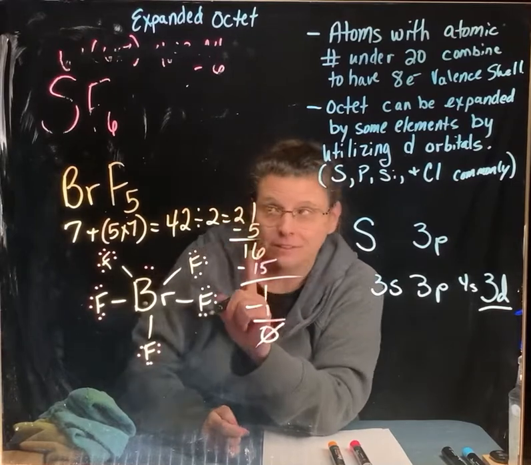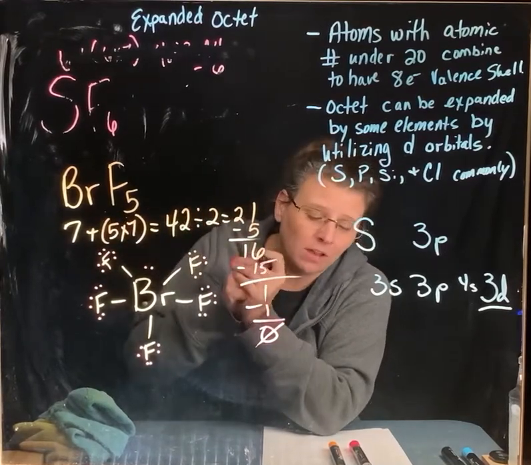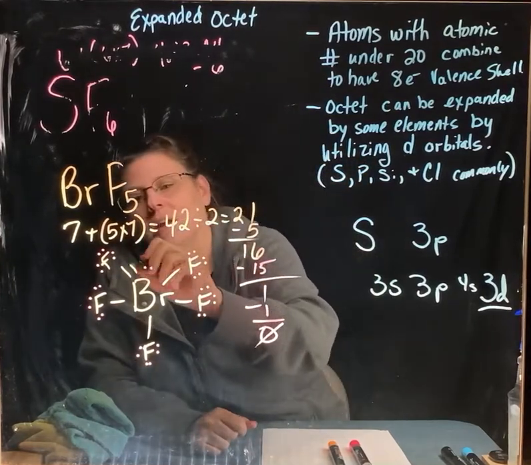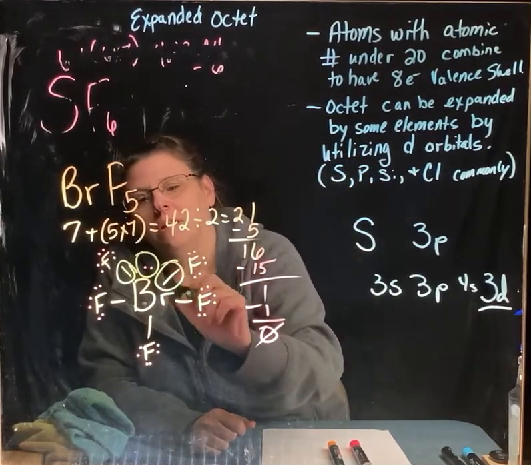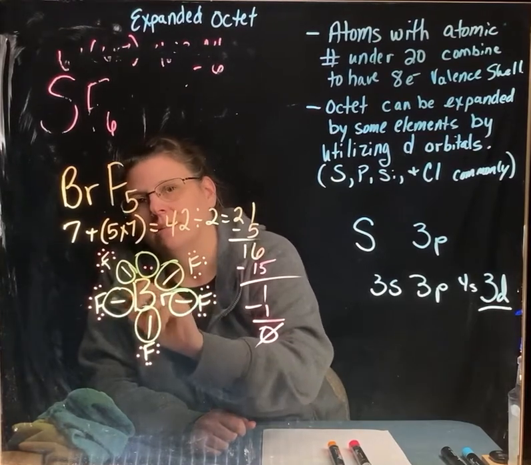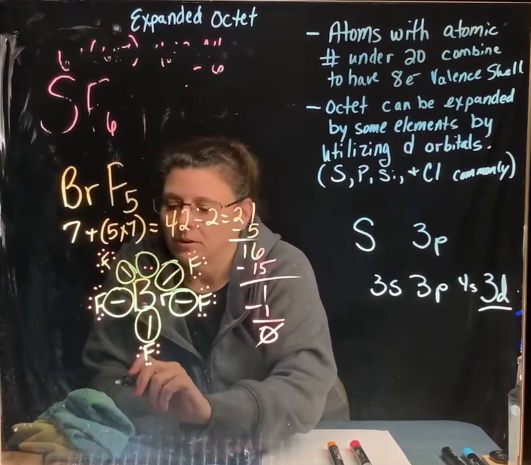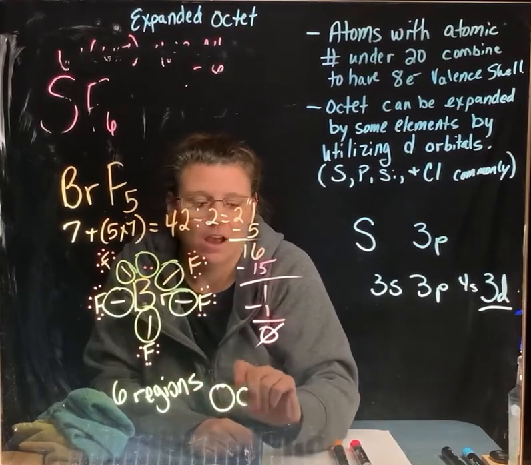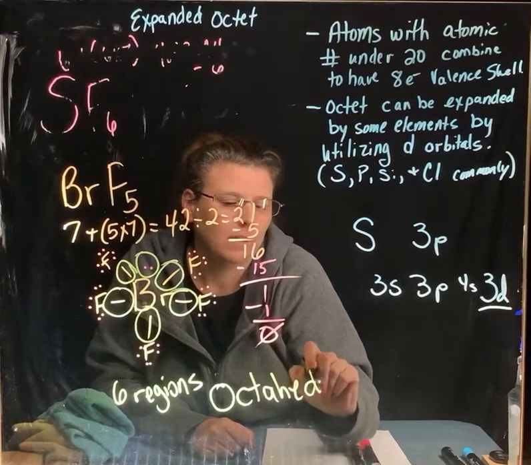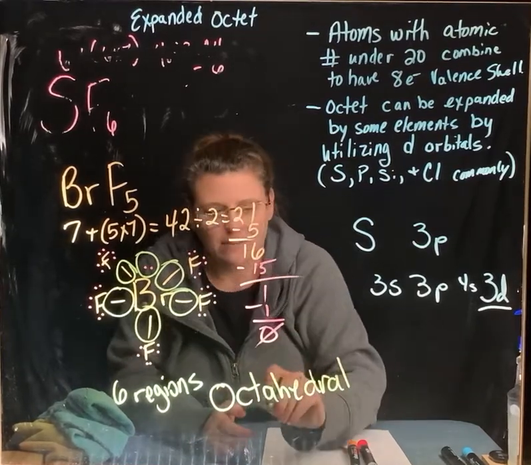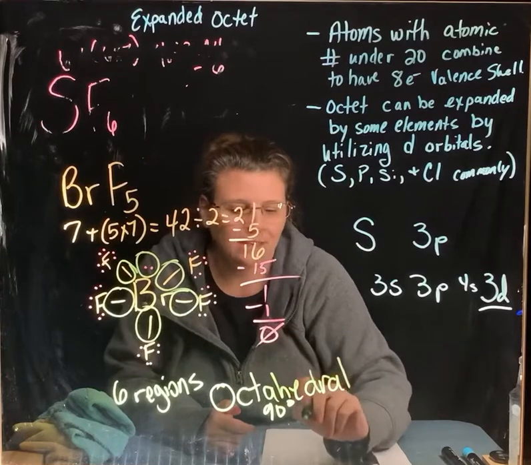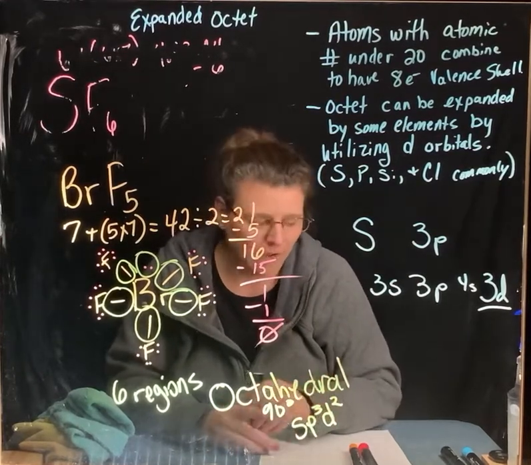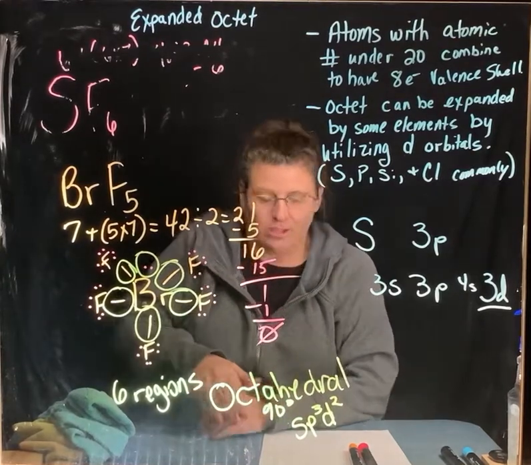Again, I said you might originally go, oh, it's trigonal bipyramidal. This has 5. Let's see. 1, 2, 3, 4, 5, 6. So it has 6 regions. And 6 regions is going to be octahedral. Okay, octahedral, and has 90 degree angles, and has an sp3d2 hybridization.